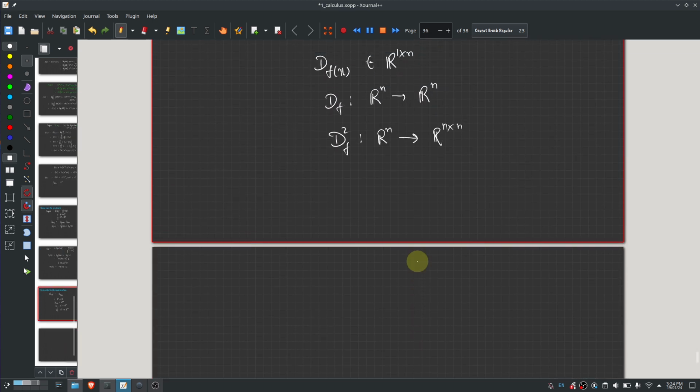And suppose I look at the derivative. What is the derivative of f evaluated at x? It is dou f by dou x1, dou f by dou x2 up to dou f by dou xn. Okay, so this is the function. So it maps a vector x to this particular vector.